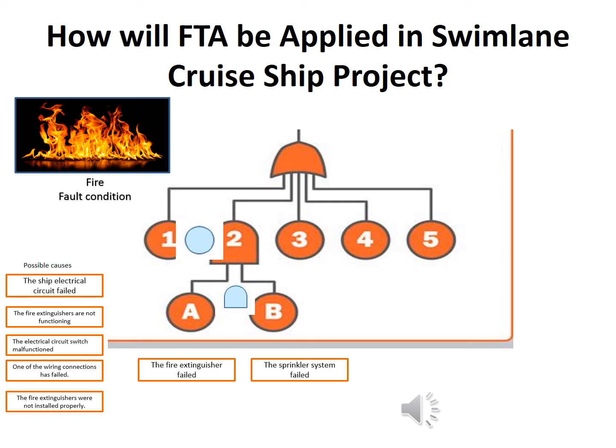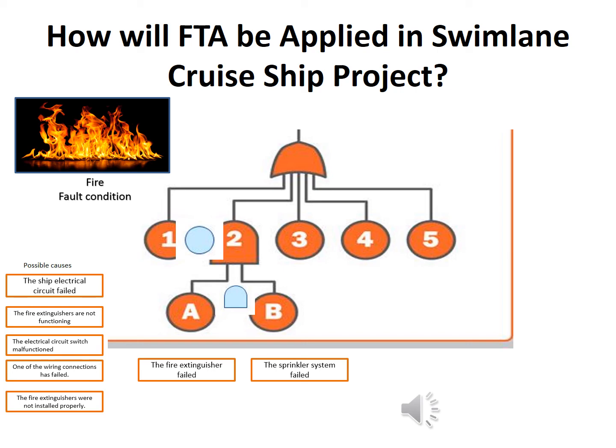Now the next step is to examine each course in more detail. Now we do this to see if there might be multiple parts involved in those courses. For example, in order for there to be a fire, which is course number 2, both of the following must be met. The fire extinguisher failed, A, and B, the sprinkler system failed. Now notice that one of the circles has been replaced with an AND gate.